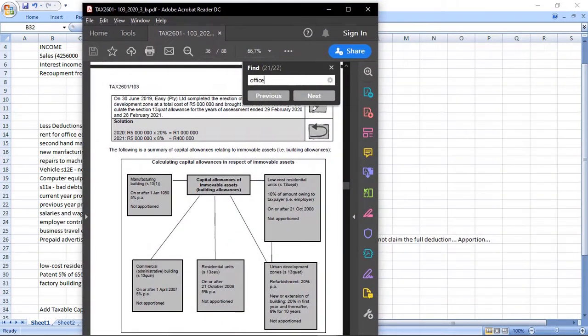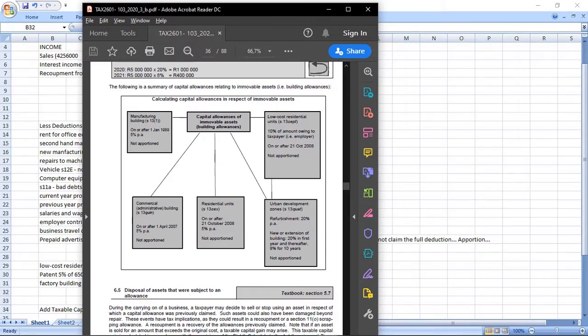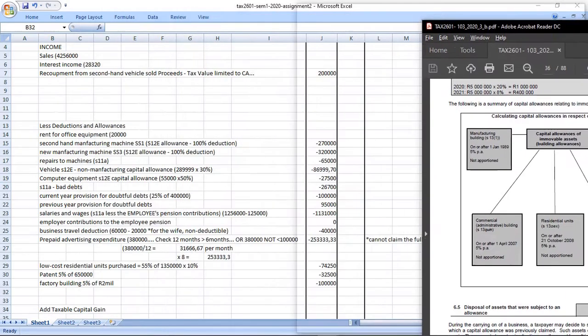Okay, I just want to show this summary here in the actual notes that can maybe help all of you in terms of theory. You guys can see there's a really good summary here looking at capital allowances of immovable assets, so in terms of building allowances. Right, we spoke about the manufacturing building, which was the 5%. Okay, here's the low cost residential, 10% of the amount. Oh, okay, I see the actual 55% doesn't apply for the low cost residential. So I need to correct that.